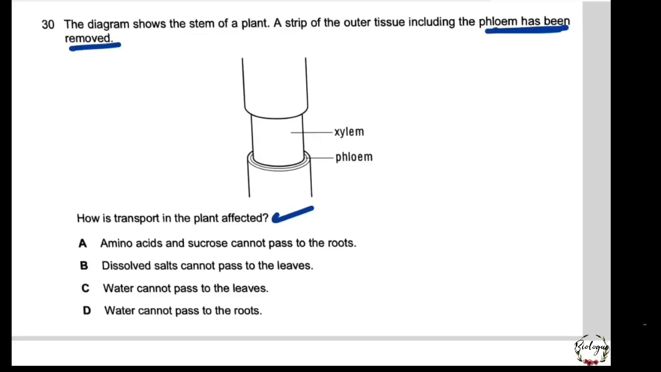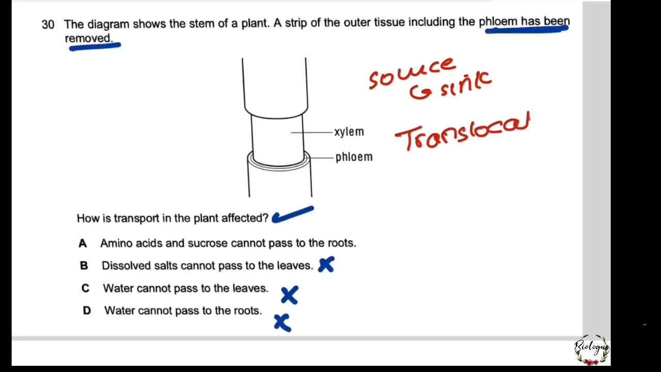Now remember, the xylem is the one that transports the water. So naturally, you can cut out these two options. Even the xylem transports the dissolved salts. The xylem transports the dissolved salts and the water. So this option is also cut out. Naturally, we know that the phloem transports the amino acids and sucrose from the source to the sink. It always transports it from the source to the sink. And we transport sucrose and amino acids via the phloem. This is known as translocation. So naturally, your answer will be A.